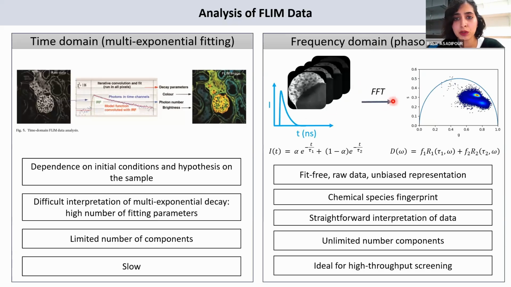So we are focusing on the frequency domain analysis using an approach called phasor analysis, which uses a fast Fourier transform to go from the time space to frequency space, this phasor space that we are seeing over here. It's fit-free and an unbiased representation of the data, and it shows the fingerprint of chemical species. So we can find them as different clusters and clouds all over this universal circle that we are seeing. Once you get used to it, it's a very straightforward interpretation of data, and we can get an unlimited number of components. So it's ideal for high throughput screening.